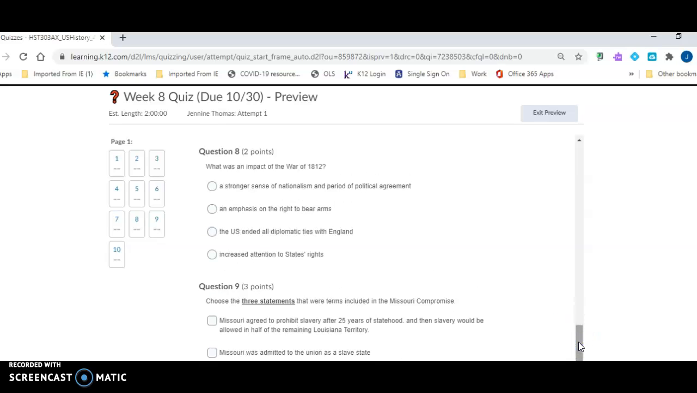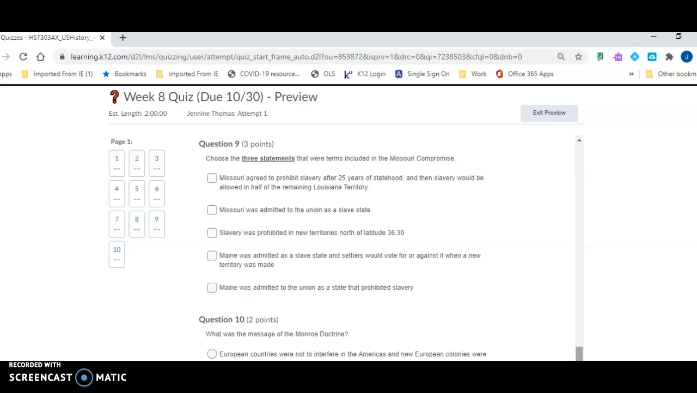Question number 8. What was an impact of the War of 1812? A stronger sense of nationalism and period of political agreement, an emphasis on the right to bear arms, the U.S. ended all diplomatic ties with England, or an increased attention to states' rights.